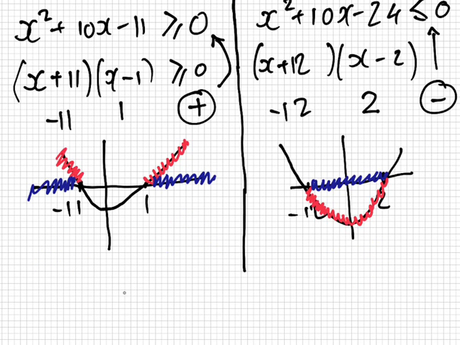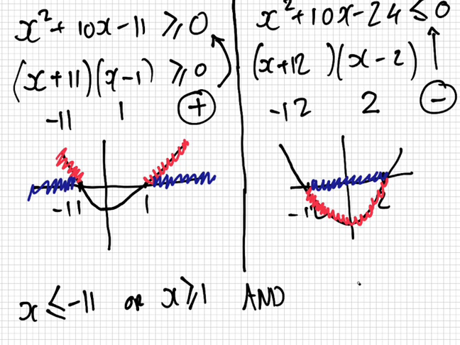Okay. So now we have to combine these two answers together. So on the left, x is to be smaller than or equal to minus 11, or x is to be bigger than or equal to 1, and x is to be between minus 12 and 2.